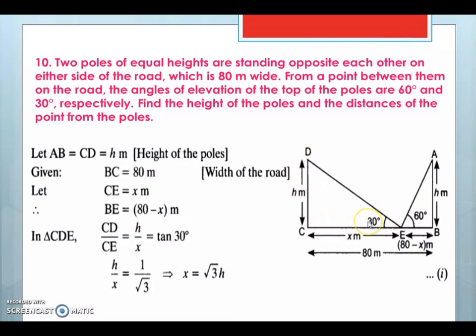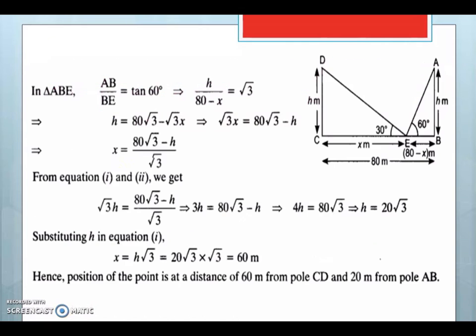So in DCE, when you apply trigonometric ratio, that is tan 30, you will get tan 30 is h by x. And tan 60, when you apply trigonometric ratio in ABE, tan 60 is equal to h by 80 minus x. Then after that you will substitute the values of tan 60 and tan 30. Tan 60 is root 3. So h by 80 minus x is root 3. And tan 30 is 1 by root 3. So h by x is 1 by root 3.